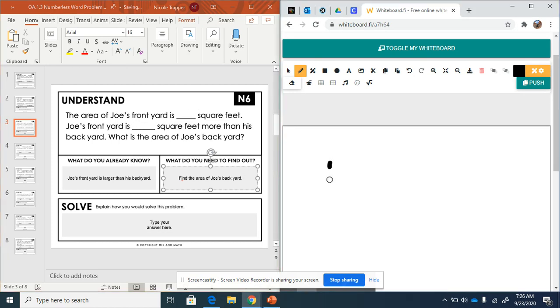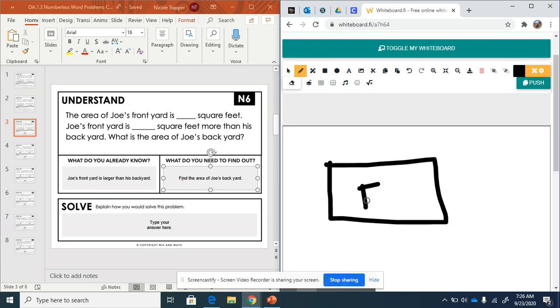So I'm first just going to draw the front yard, and I'm going to label F, Y for front yard. And then it says Joe's front yard is blank square feet more than the backyard. So I'm going to take off a piece of this front yard, and I'm going to label this the backyard.